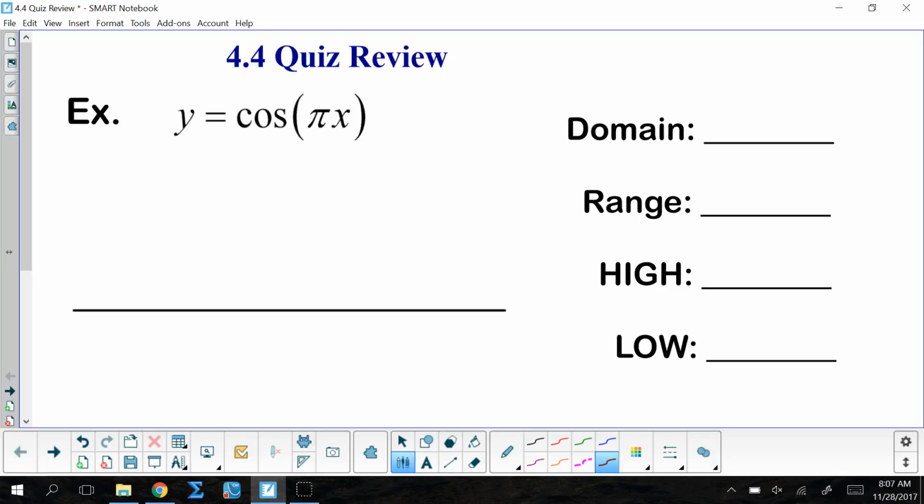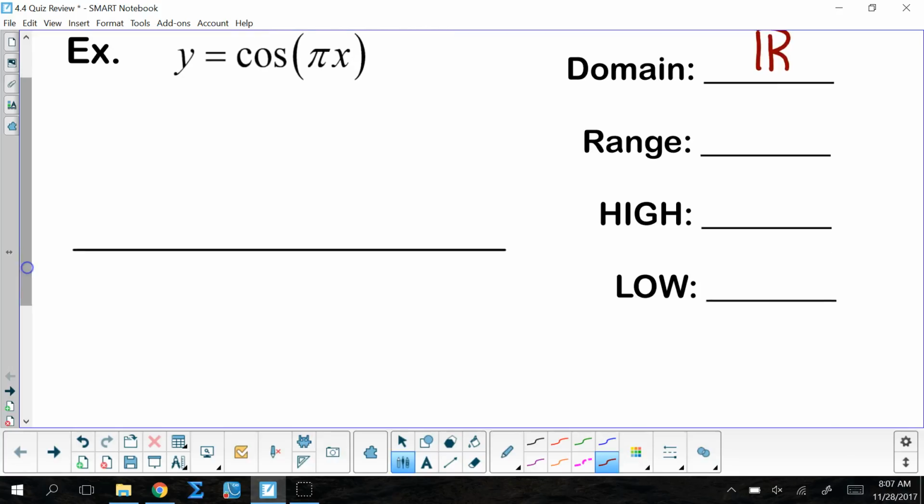All right, so automatically we can fill in domain: all real numbers. In all of these functions, your domain is always going to be all real numbers, the x values that we can put into it. So then, now, let's figure out what is my amplitude. Agree with the amplitude being 1. That comes from that 1 right there.